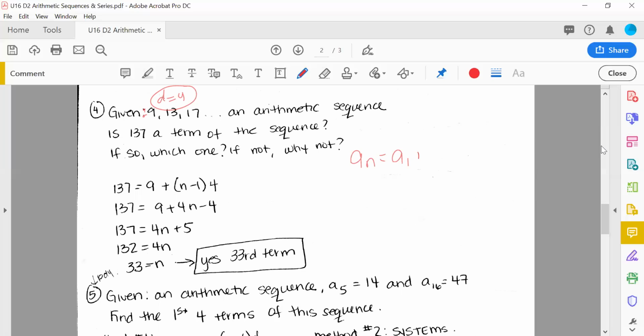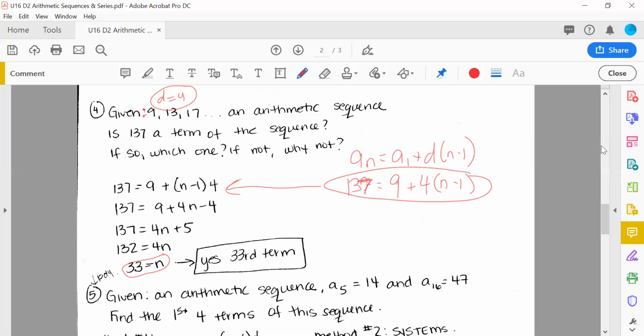A sub n is a sub 1 plus d times n minus 1. If 137 is in the sequence, let's just say it's the nth term, 137. The first term is 9 plus, we know what d is, 4. What we don't know is which term 137 might be. So you can distribute the 4, simplify.